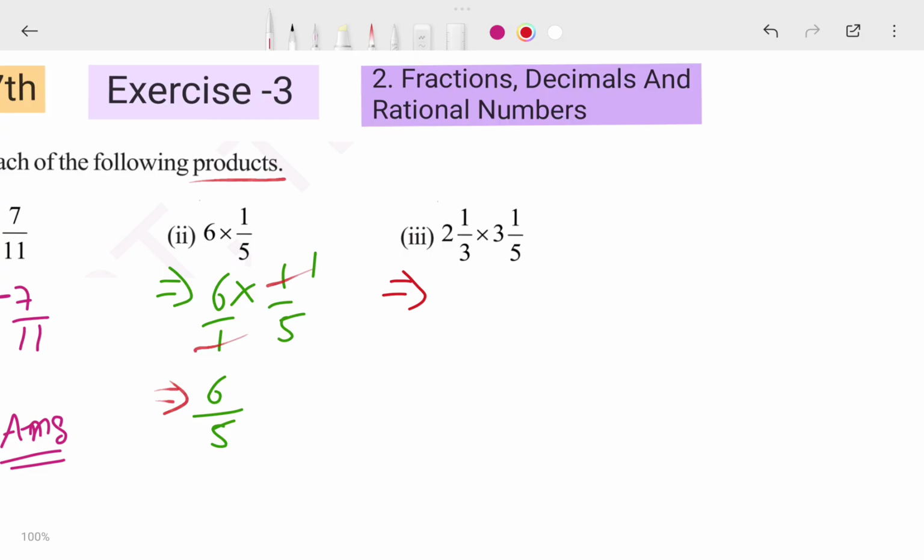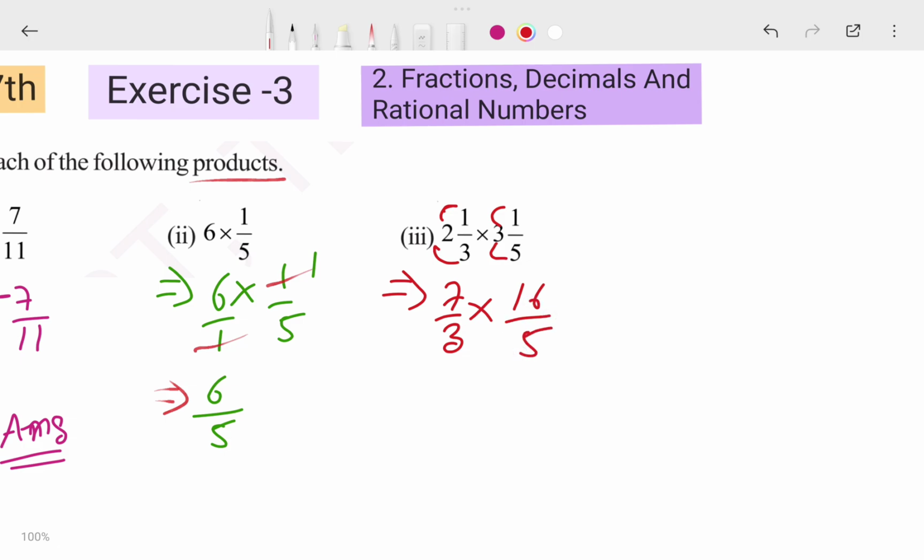So here you can see this is a 2, here we can multiply 3 into 2, that's 6. Then we can add, so 6 plus 1, that is going to be 7 by 3 and multiplication sign. Here 3 into 5 or otherwise 5 into 3, it is 15. Now this we will add 1 here. So 15 plus 1, that is going to be 16 by 5.